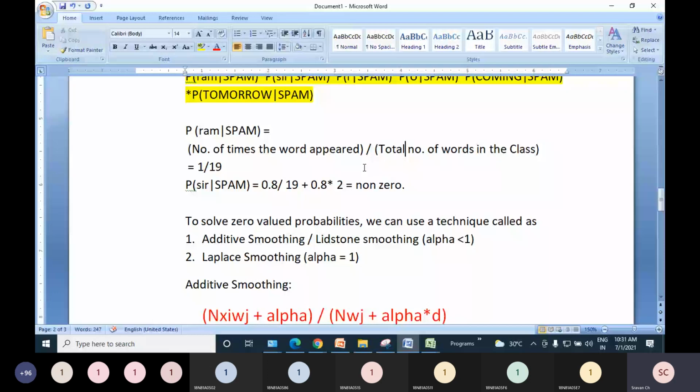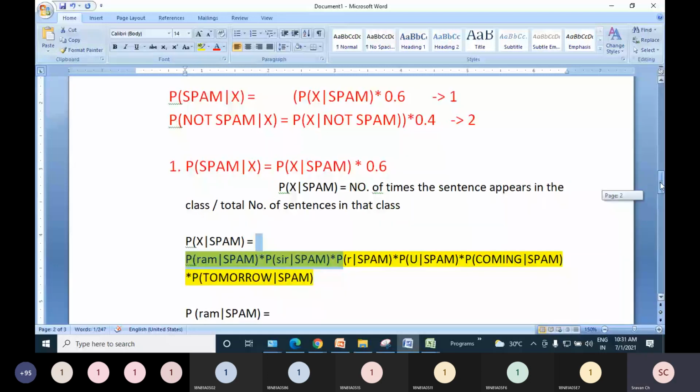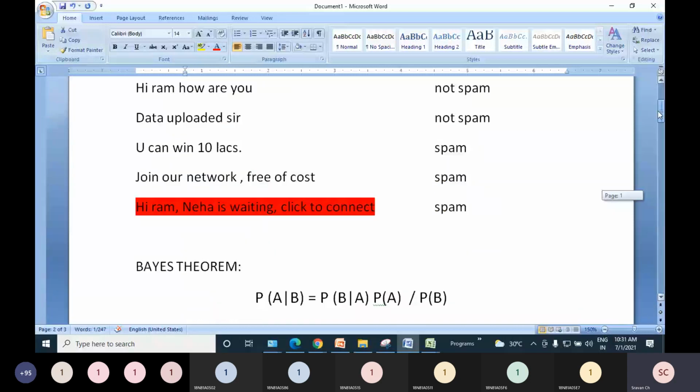So like that, friends, I will calculate the value for all words individually. Individually for every word, we will calculate the conditional probabilities. See here, probability of Ram by spam, probability of sir by spam. Sir by spam, it was 0. So I use any one of the smoothing techniques and I'll get a non-zero value there. R by spam, I don't know whether R is also 0 probability or not. Let me check the data. Last 3 records. Yeah, R is also not there. So even if it comes under zero probability, I'll apply my smoothing technique.